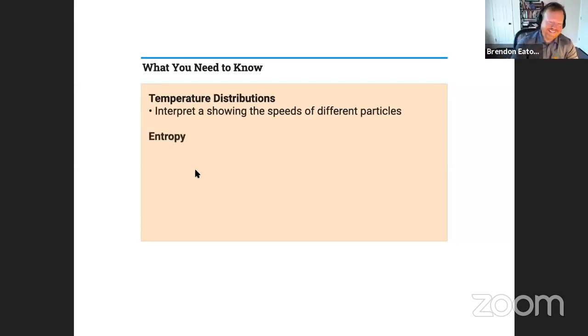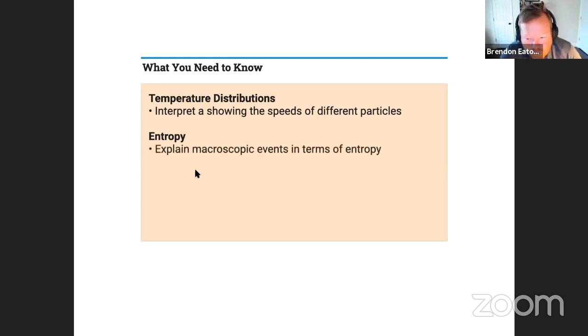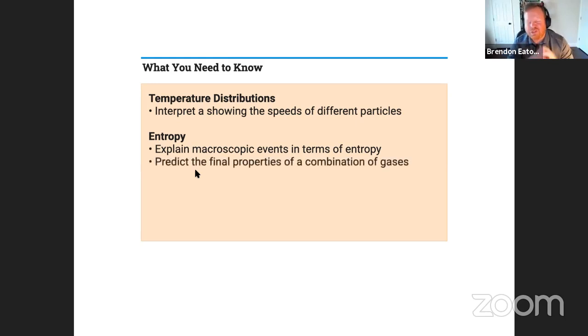So we actually showed one last lesson, so we're going to go just a little bit more in depth about those. Entropy, basically just knowing that explaining macroscopic events in terms of entropy, we're going to talk about some examples in which entropy is increasing or decreasing or neither. And you need to be able to predict the final properties of a combination of gases.